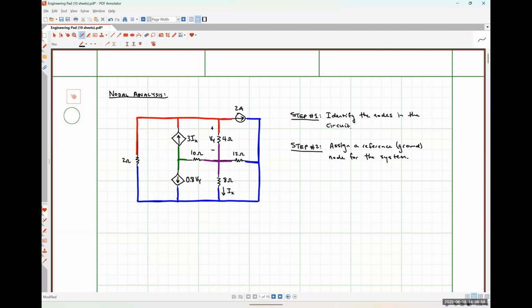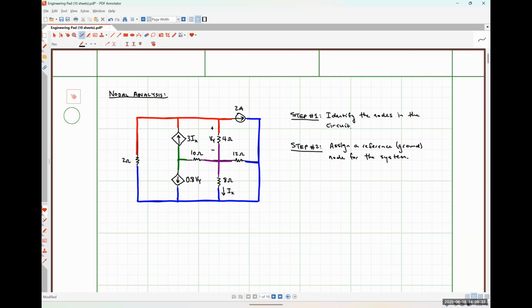So in a circuit like this, where there are no voltage sources, generally speaking, I would choose my reference node as the node that is touching the largest number of circuit elements. So our red node is touching 4 circuit elements, our green node is touching 3, our purple node is touching 4, and our blue node is touching, I think, 5. Yeah. So I would tend to choose the blue node as my reference for this particular circuit.